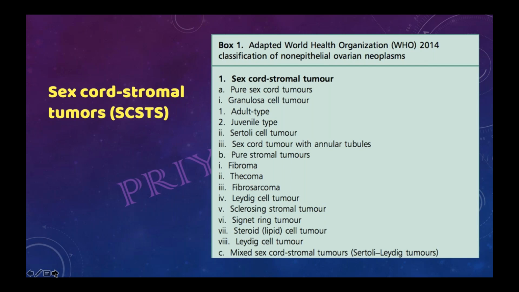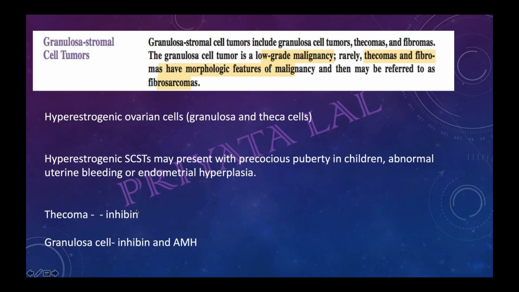Now coming to the second part of it, that is sex cord stromal tumor. This is the classification, again from the WHO. I won't be reading this because that is not required. The first tumor I have to speak about is granulosa cell tumor.